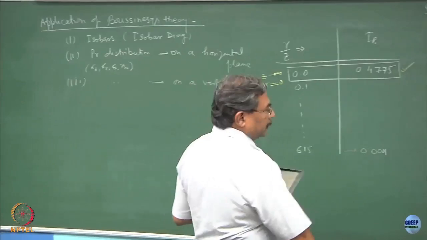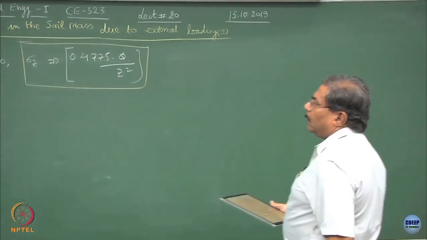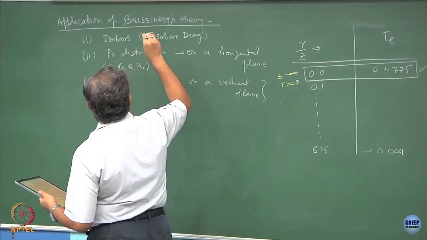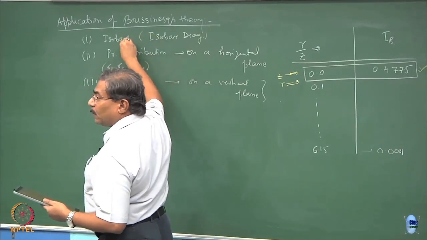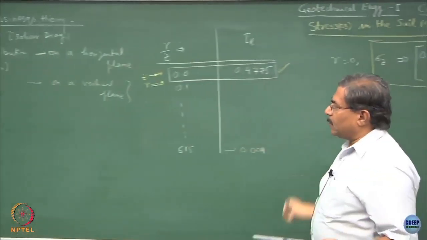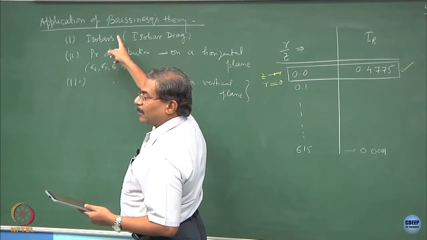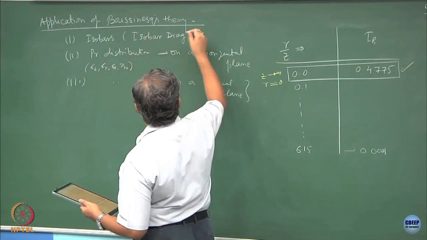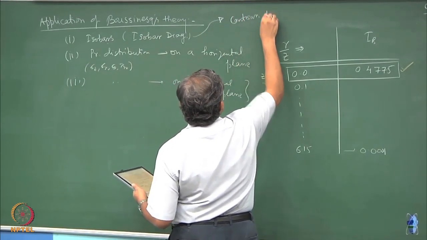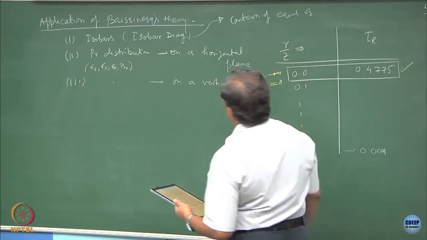Fine. So, these three things I want to do. Now, let me introduce the concept of the isobars. Isobars are the contours of equal vertical stresses. That means, if sigma z remains constant and if I plot the pressure lines or the pressure contours, they become isobars. So, these are the contours of equal sigma z vertical pressure.